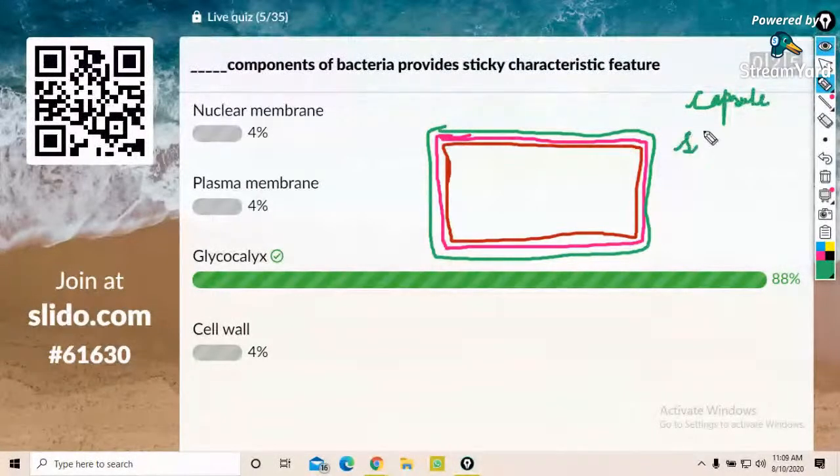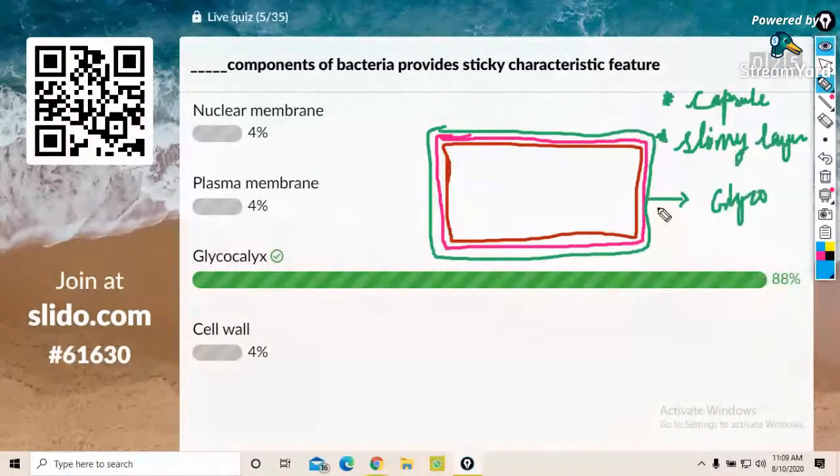If it is hard, it may be referred to as a capsule. If it is smooth and sticky, it may be referred to as a slimy layer. Okay, it has a glycocalyx layer outside, followed by the cell wall, the pink color cell wall I'm indicating. Then you have the plasma membrane.